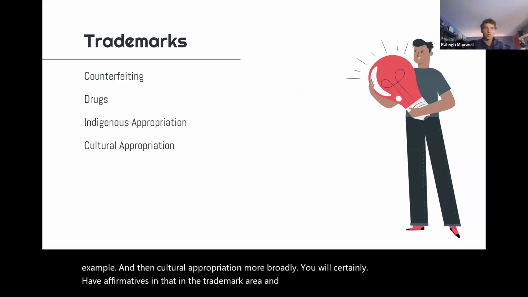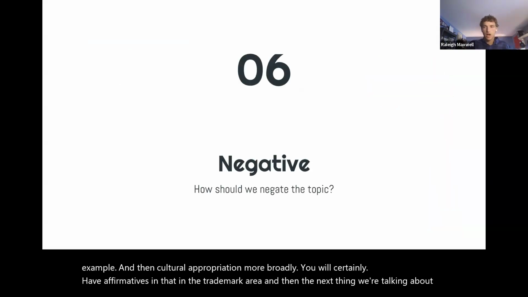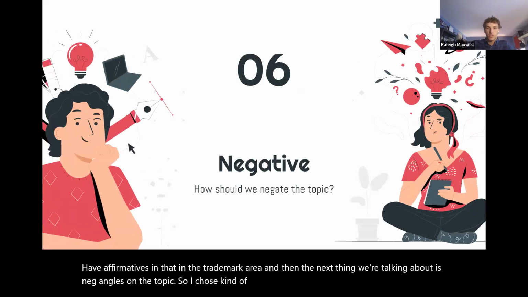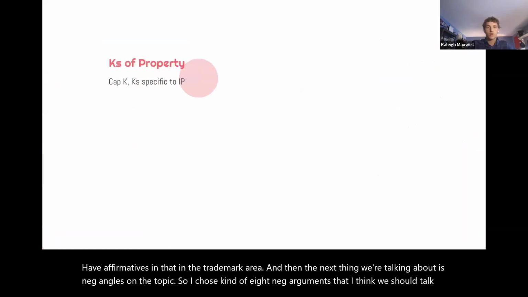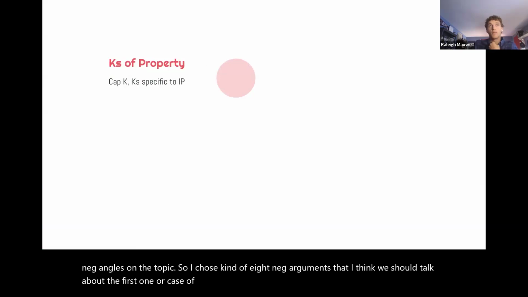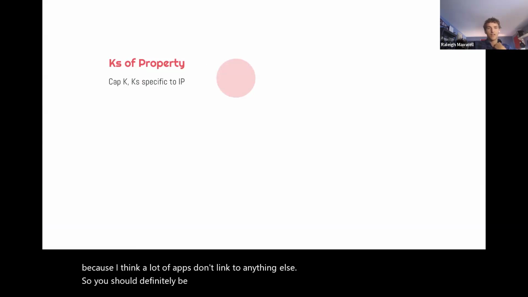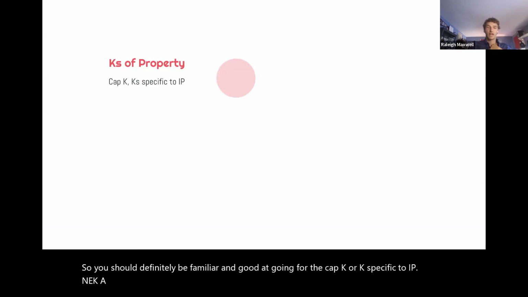And then the next thing we're talking about is neg angles on the topic. So I chose 8 neg arguments that I think we should talk about. The first one is the case of property. In my opinion, I think these are the only topic generics, because I think a lot of affs don't link to anything else. So you should definitely be familiar and good at going for the cap K or K specific to IP, or really any K of property, because I just really think it's the only topic generic.